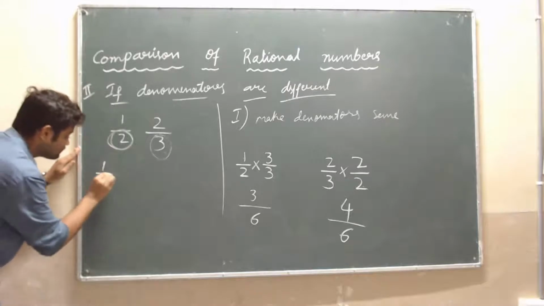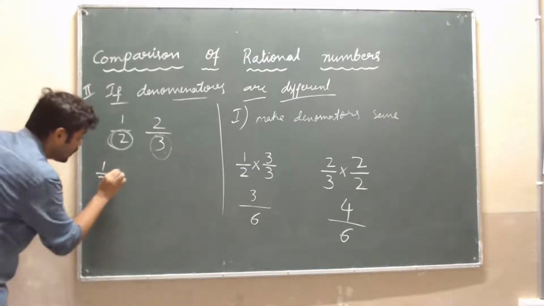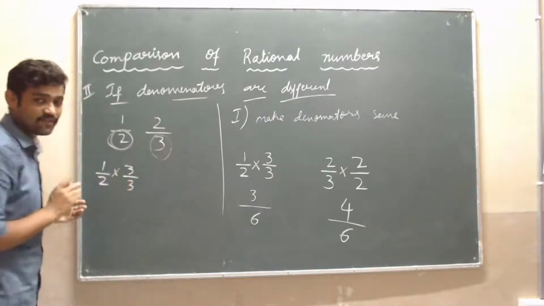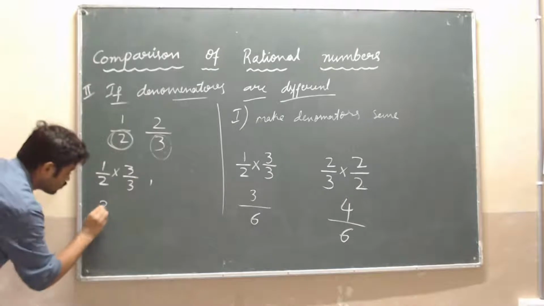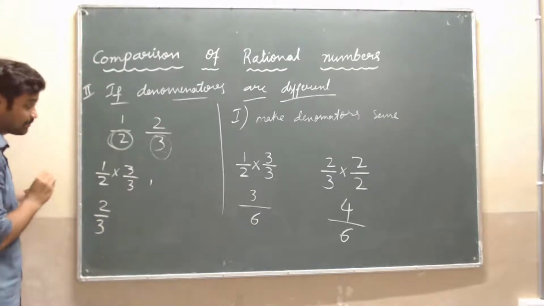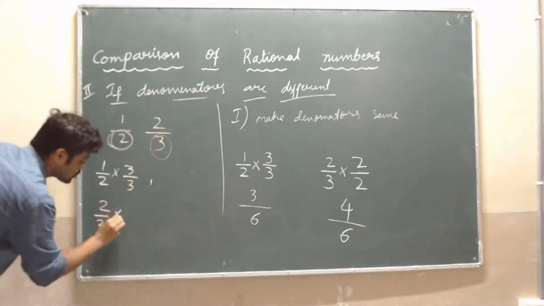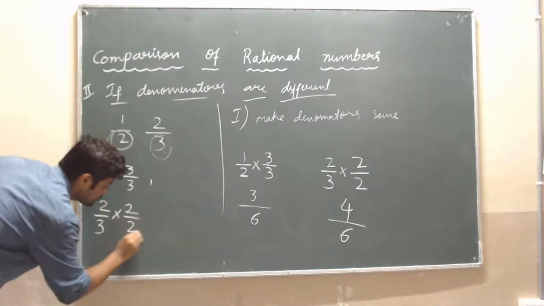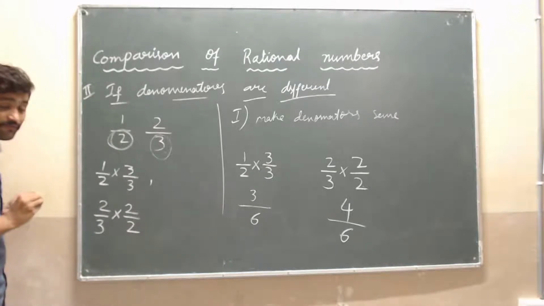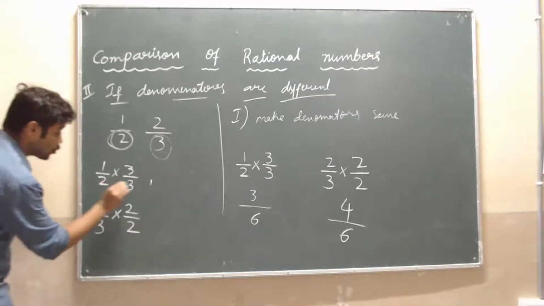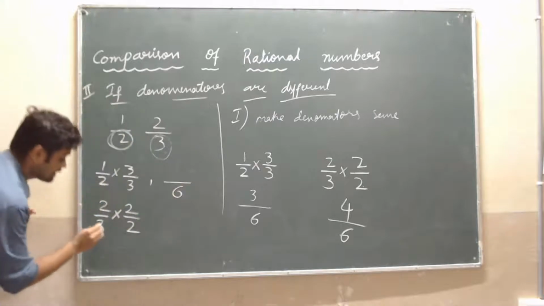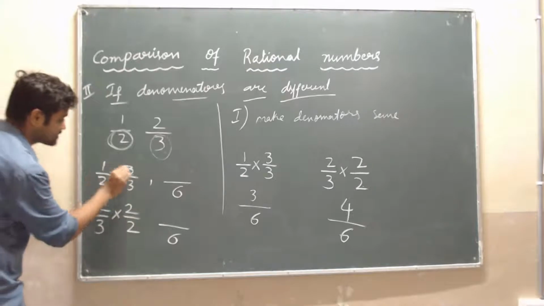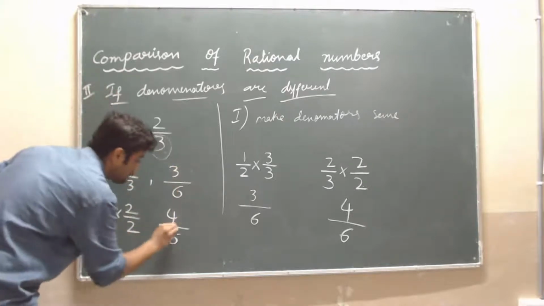See here, 1 by 2 is here. Then here we have to multiply and divide it by 3. Why, sir? It is the denominator of the other number. Then for 2 by 3, what do we have to do? Multiply and divide by the other number's denominator, that is 2. Will we get the same denominator? Yes sir. 2 3s are 6. Here 3 2s are 6. Then the numerators are 3 1s are 3 and 2 2s are 4.